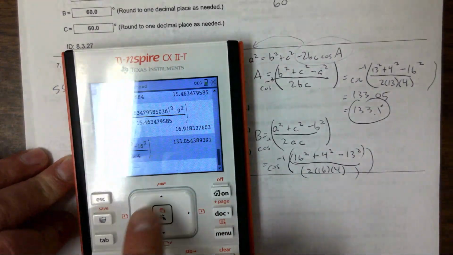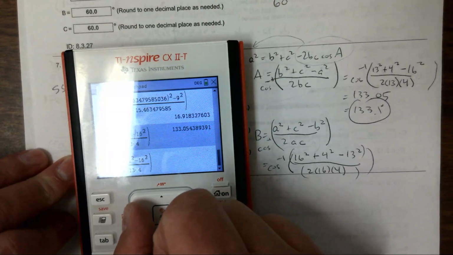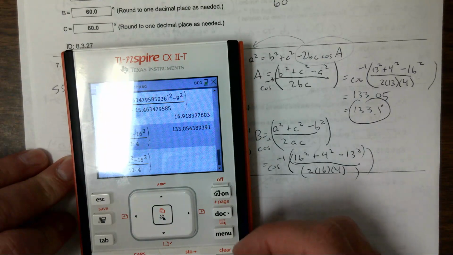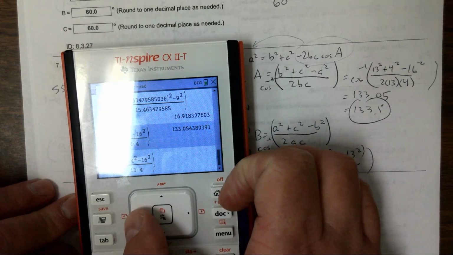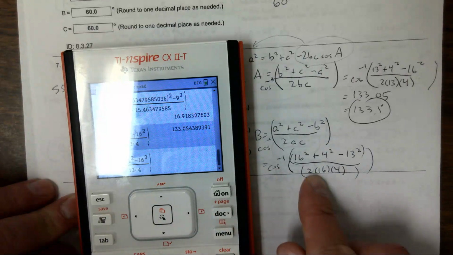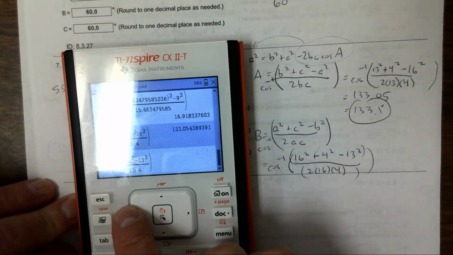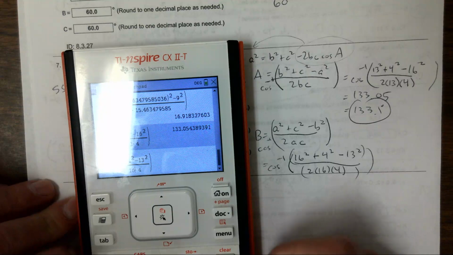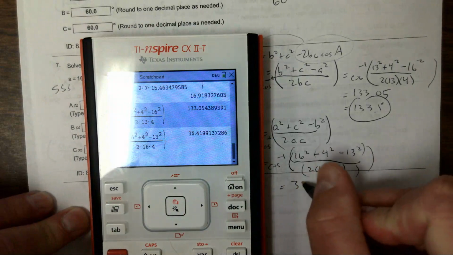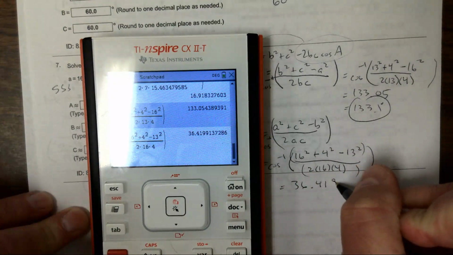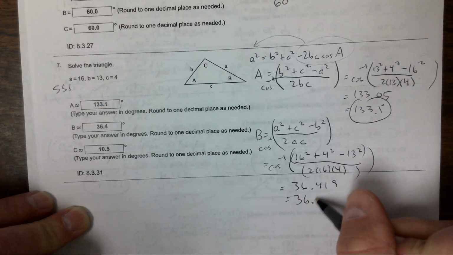It really is easier if you find one that you already have that worked and then just adjust it. This one is 16 squared. That one's 4 squared. That one's 13 squared. And that's 2 times 16 times 4. And so we get 36.419. We just want one decimal place, so that's 36.4.